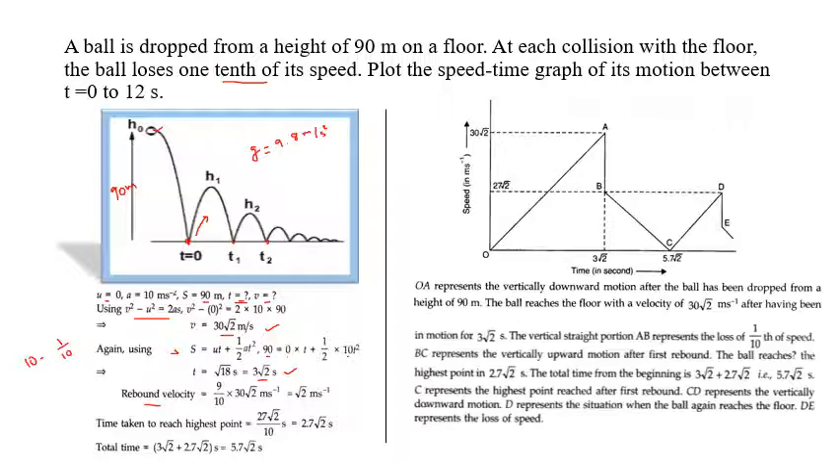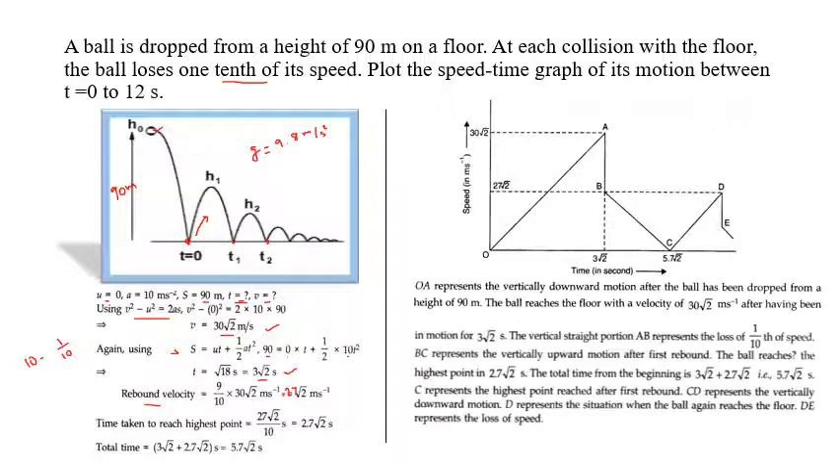So what will be the new rebound velocity? This is not root 2. This is 27 root 2. 27 root 2 meter per second. See, this is your rebound velocity. Is that clear?